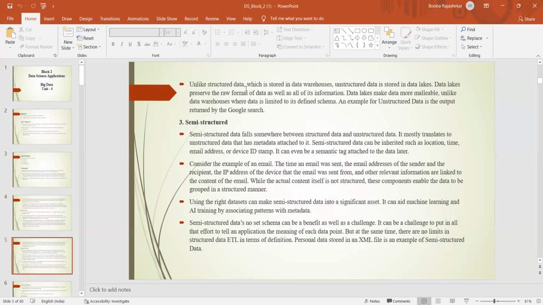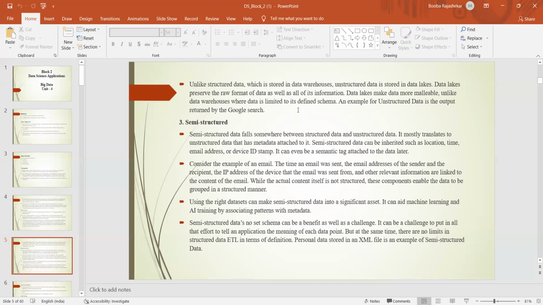Unstructured data is not stored in the data warehouse. Unstructured data is stored in data lakes. Data lakes preserve the raw format of data as well as the information. Data lakes make the data more malleable, unlike a data warehouse, where the data is limited to a defined schema. An example of unstructured data is the output returned by a Google search.